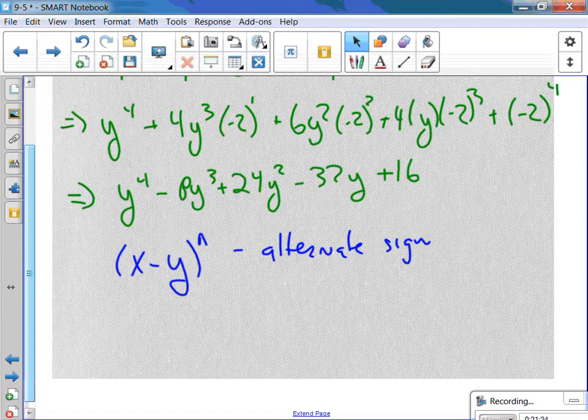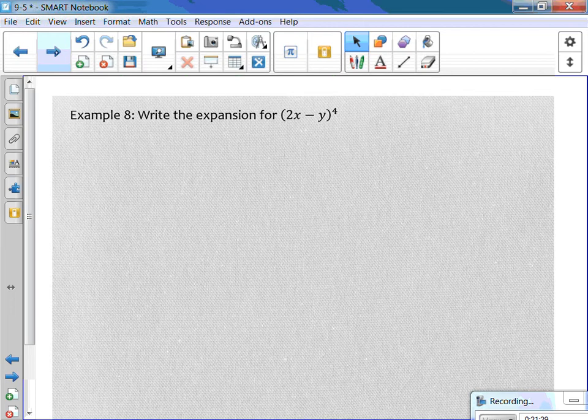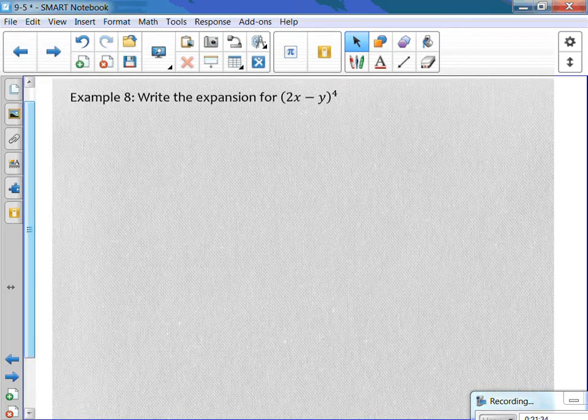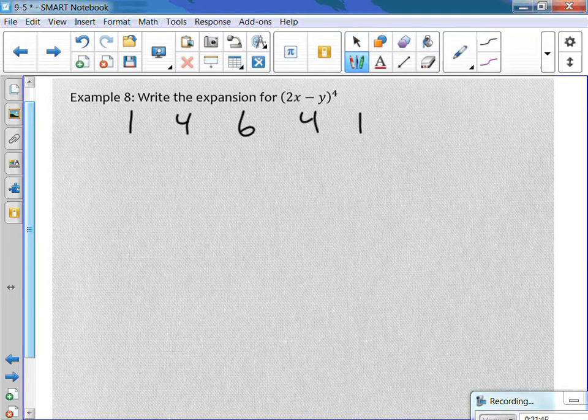So here we're going to write the expansion of 2x minus y to the fourth. Once again, we're having a fourth power, so it's just 1, 4, 6, 4, and 1 from Pascal's triangle. My first term is 2x. So we have 2x to the fourth power, and now I have a coefficient of 4. So since we're alternating signs, minus 4 times 2x to the third power y.